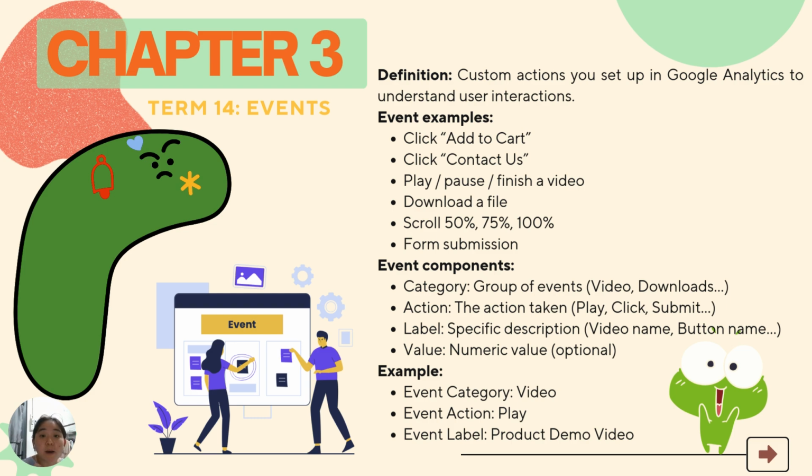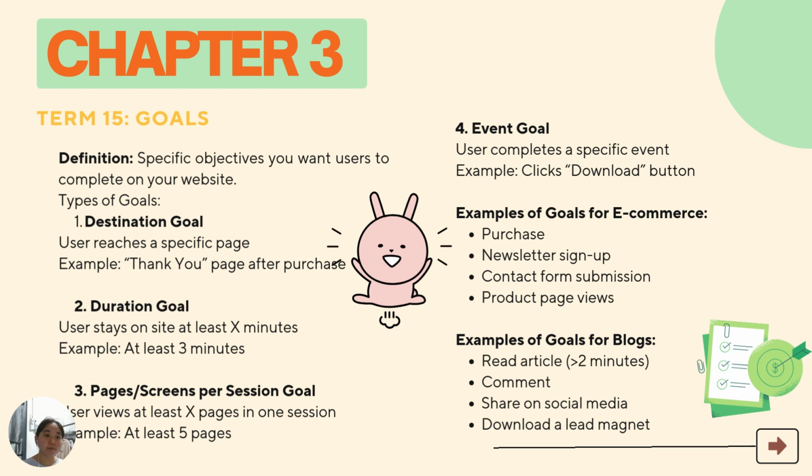Event components include: category, the group of events, like video or downloads; action, the action taken, like play, click, submit; label, a specific description like video name or button name; and value, an optional numeric value. For example, event category: video, event action: play, event label: product demo video.